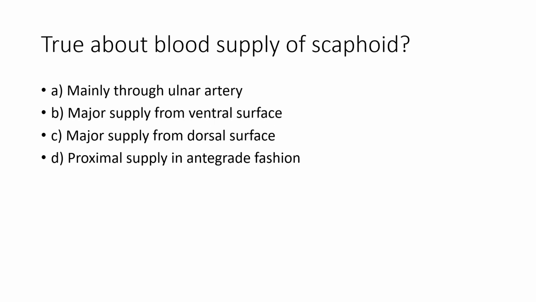So let us begin. True about blood supply of scaphoid bone: is it mainly through the ulnar artery, major supply from the ventral surface, major supply from the dorsal surface, or proximal supply in antegrade fashion? So pause and try to answer this question.